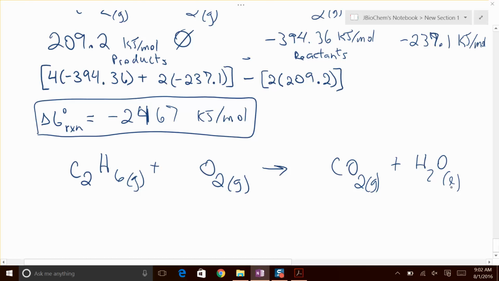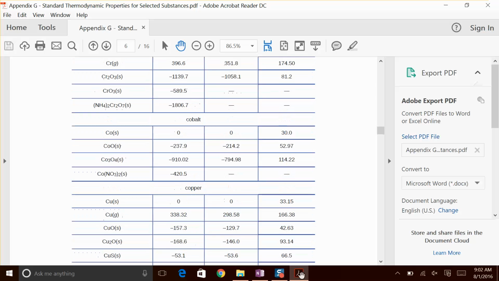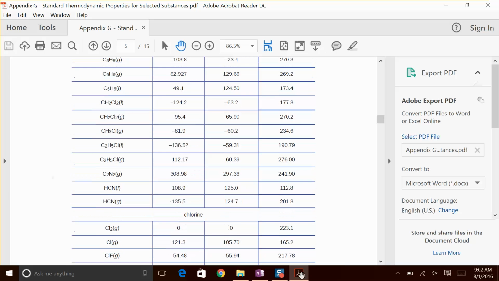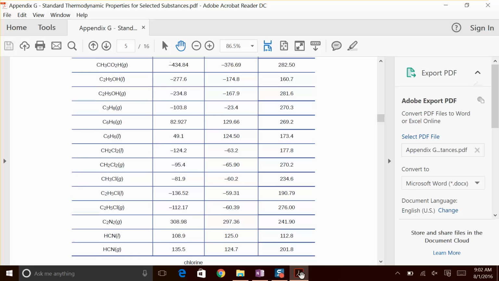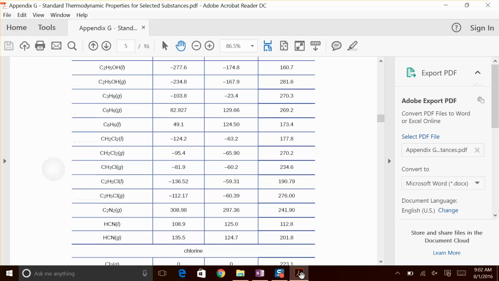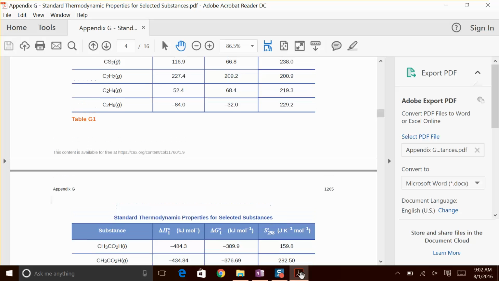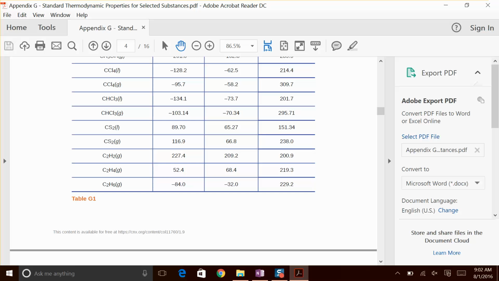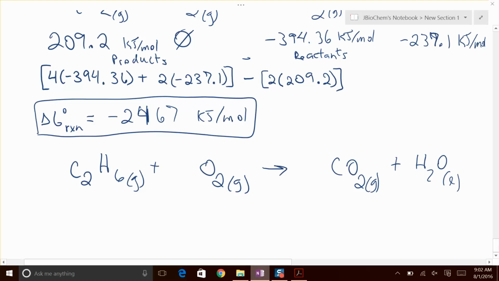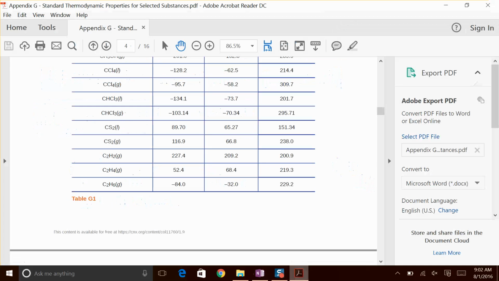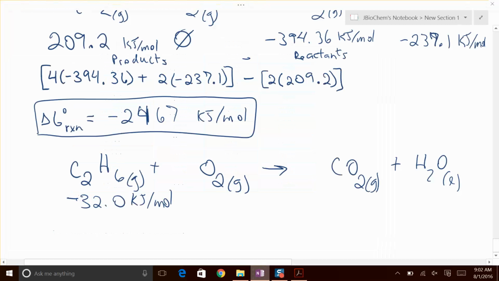Okay, so the only thing we need new here is the C2H6. So let's find C2H6. C2H6 is negative 32.0 kilojoules per mole. Negative 32. Right? 32. Okay, this is at 0. Carbon dioxide and water are still the same as they were above.